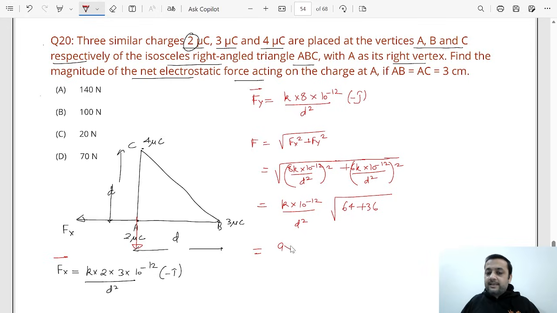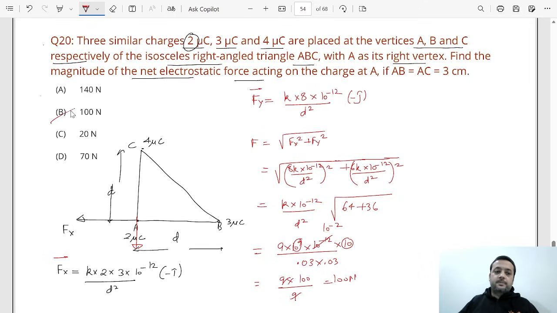Now value of k is 9 into 10 to the power 9, 10 to the power minus 12, 100 will become 10, and d was, remember, 3 centimeters, so this will be 0.03 into 0.03. If you check out the powers of 10, 10 into this will become 10 to the power 10, which will make it 10 to the power minus 2. Now if I multiply by 10,000 in the numerator and denominator, the numerator will become 100 and this will become 9, so the answer will become 100 Newton. Okay, so option B will be the correct one.